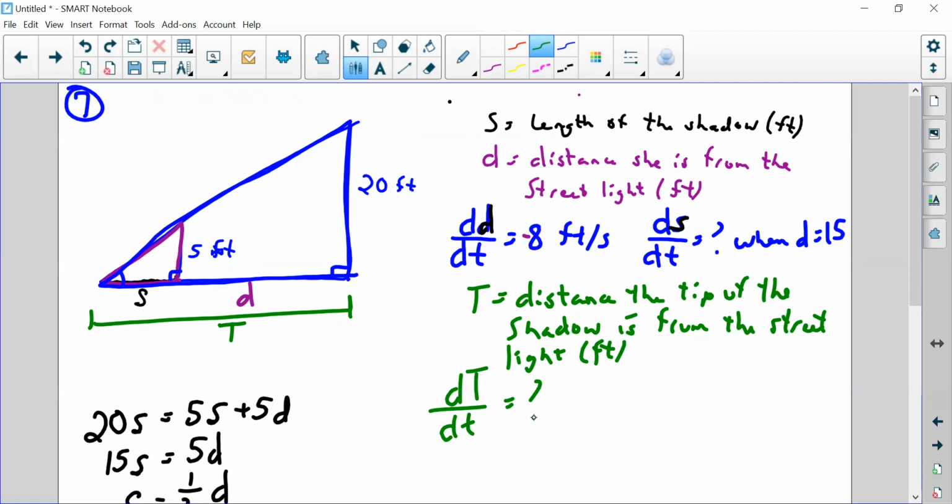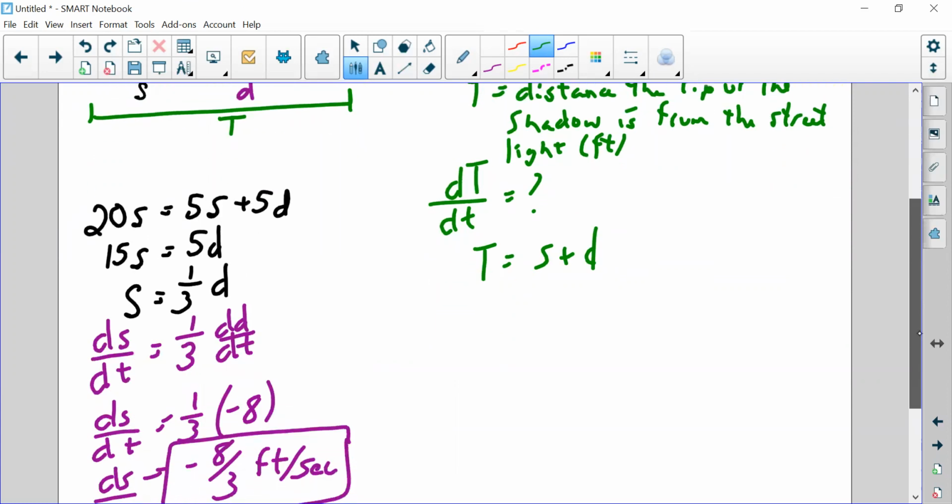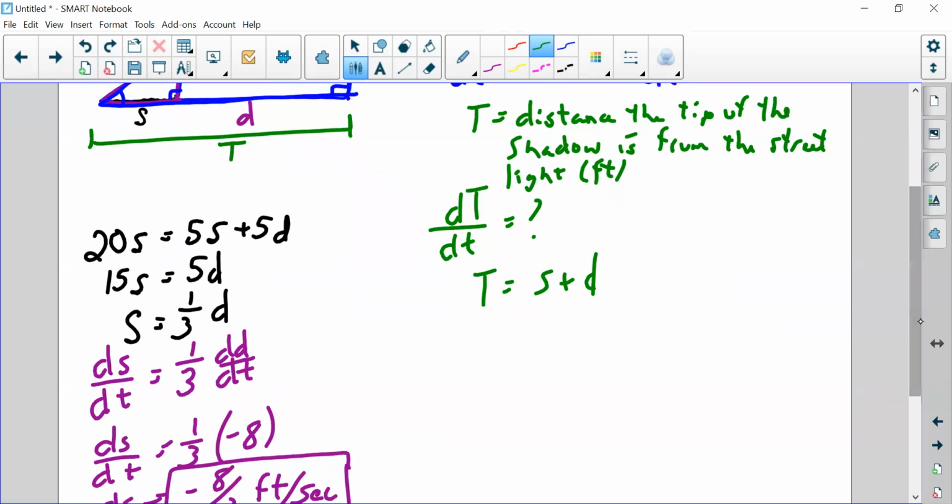Well, how'd you get that? D plus S, where S is 1/3 D. Okay, so T is equal to S plus D. Okay, and then what? I got too many variables. I mean, I could do it. I guess we could. Let's try it. I haven't done it like this yet. Yeah, we can change it, but we also have all the derivatives of that if we wanted to. Let's try it and see.